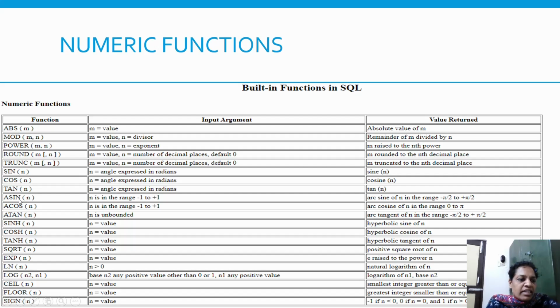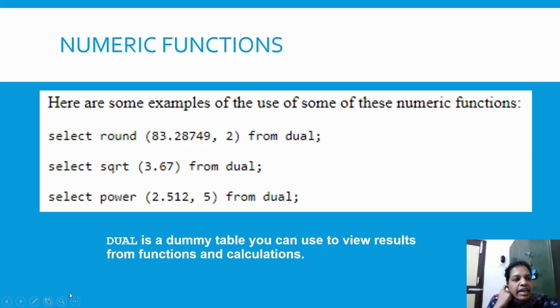Sine, cos, tan, arc sine, arc tan, arc cos, all these functions are given as numerical functions. All of these we can find using the SQL numerical functions. Okay, so we can go to the next slide. Here we are giving some examples of the use of some of these numerical functions.